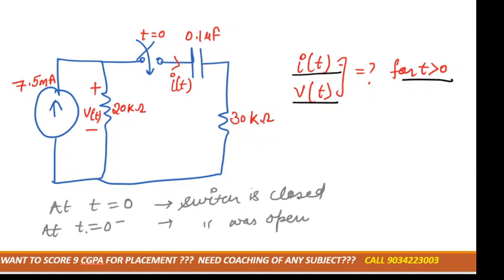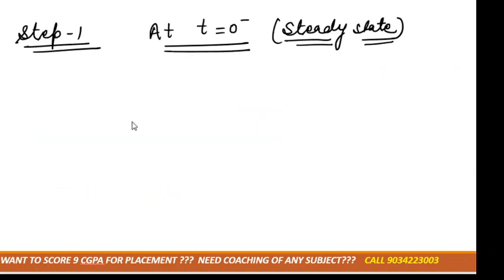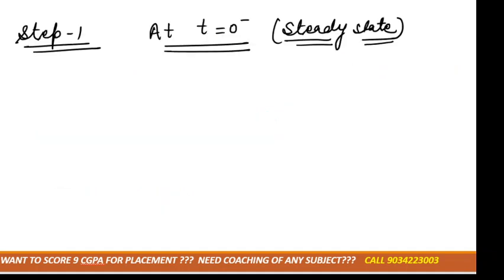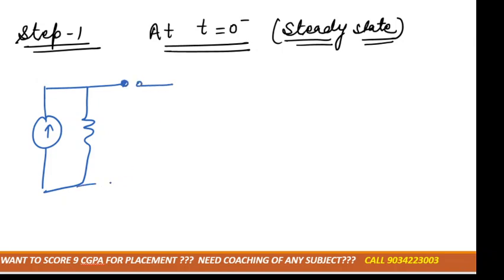So we have to draw the circuit for t equal to 0 minus, which means the switch should be open. I'm drawing the circuit again. Now the switch is open, and the rest of the things are the same. This is the circuit.